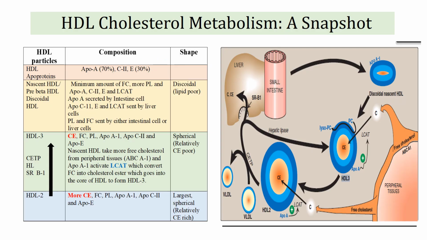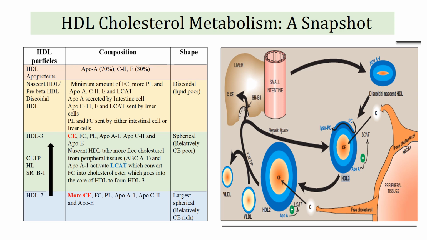This slide shows a snapshot of HDL cholesterol metabolism. HDL is mainly composed of 70% ApoA protein and 30% ApoC2 and ApoE protein. First, the liver sends ApoC2 and ApoE protein along with lecithin cholesterol acyltransferase and some phospholipid, while intestinal cells send ApoA protein along with some phospholipid and free cholesterol from their cell membranes. All these components gather in blood to form discoidal nascent HDL, which is a lipid poor lipoprotein. It contains more phospholipid and less free cholesterol.